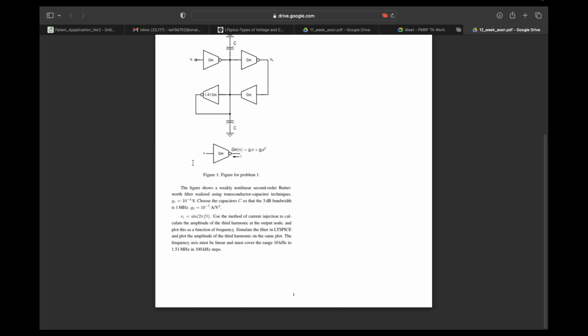In LTspice, what you do is you run transient analysis for various input tones starting from 10 kilohertz to 1.51 megahertz in 100 kilohertz steps. You run transient analysis for each of them. You calculate the third harmonic strength for each of them and plot it on a separate graph. And you need to compare the graph of LTspice and MATLAB.